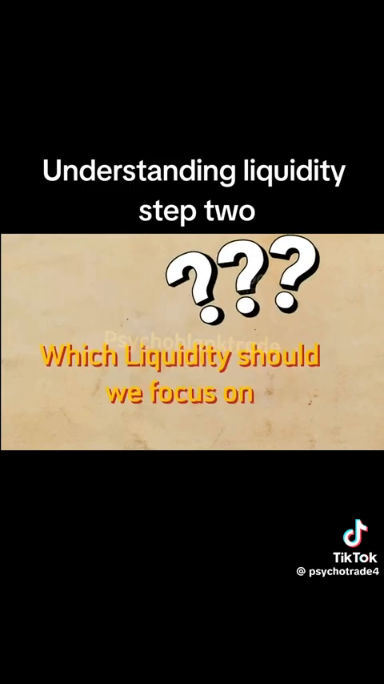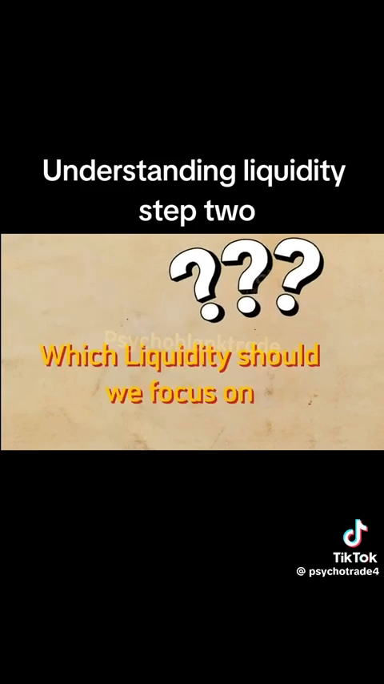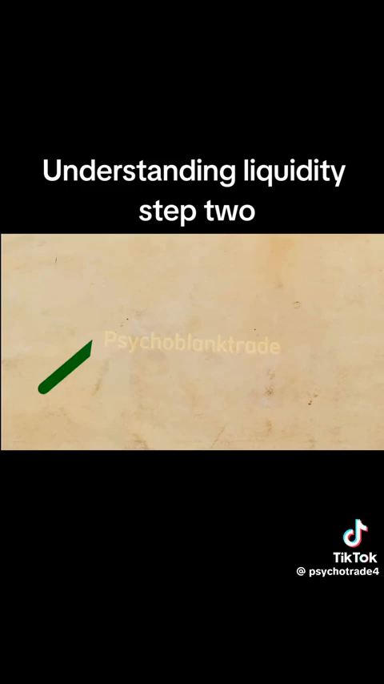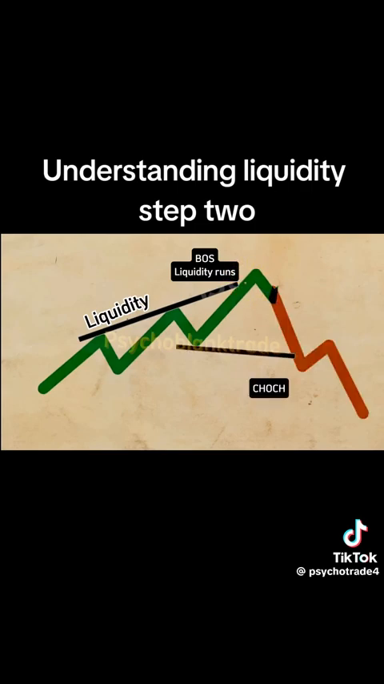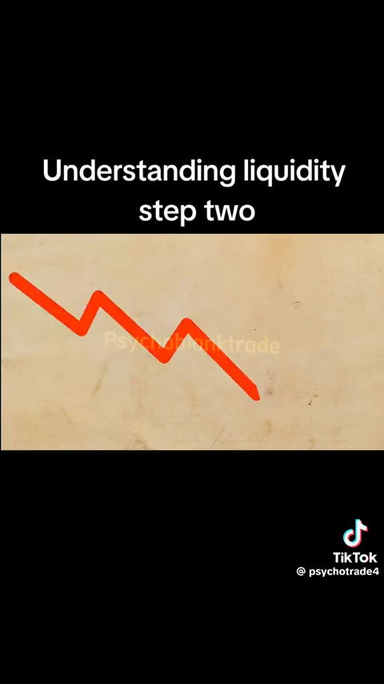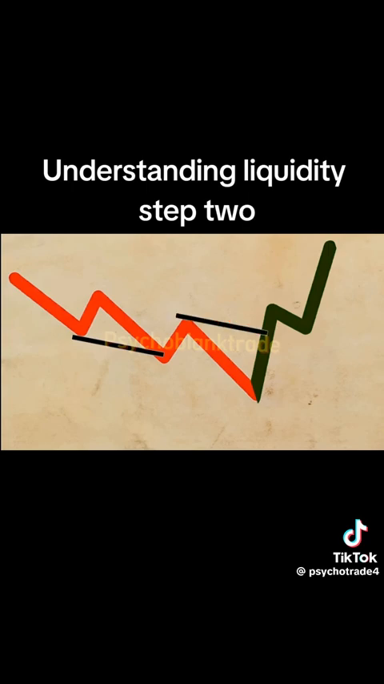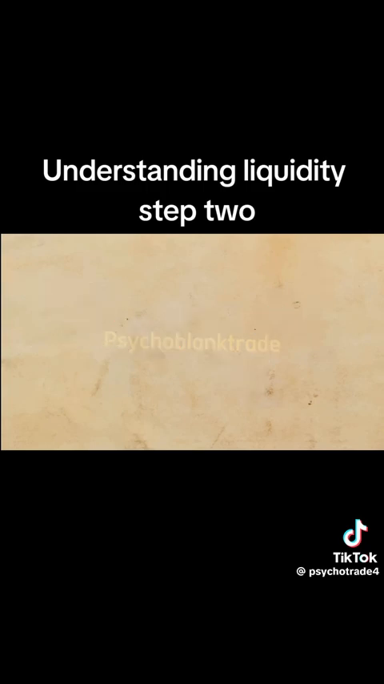Now the important question is, which liquidity should we focus on? We always focus on the liquidity that aligns with the current order flow. In a bullish market, we focus on buy-side liquidity as our break of structure target and watch sell-side liquidity as a possible change of character. In a bearish market, we focus on sell-side liquidity as our break of structure target and watch buy-side liquidity as a possible change of character. This keeps us trading with the market, not against it.